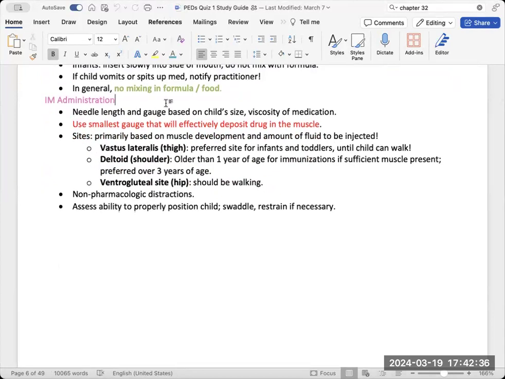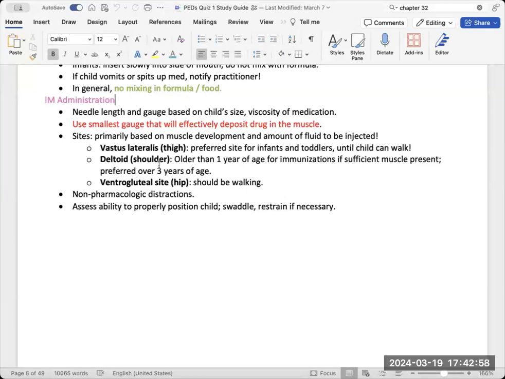The last thing is the intramuscular administration, is that the needle length and gauge are based on the child's size and the viscosity of the medication and how thick it is, right? So we want to use the smallest gauge possible that will effectively deposit the drug in the muscle. Know that, okay? We're using the smallest possible gauge.